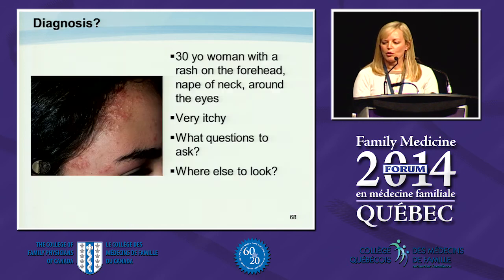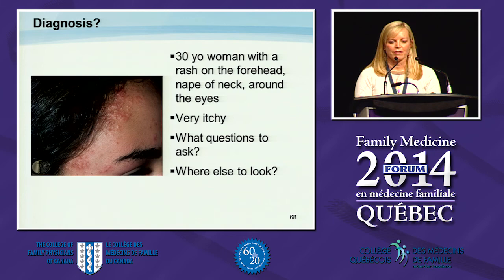And this is a 30-year-old woman who's got a rash on her forehead. It's around the back of her neck as well as around her eyes. She's very, very itchy. She's in some distress as well. Oh, sorry, and my point about the big distress with the last one was don't give her prednisone, right? So this poor lady, what are we gonna ask her and where else are we gonna look?